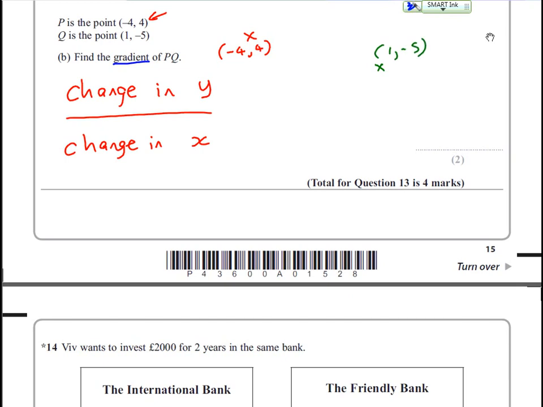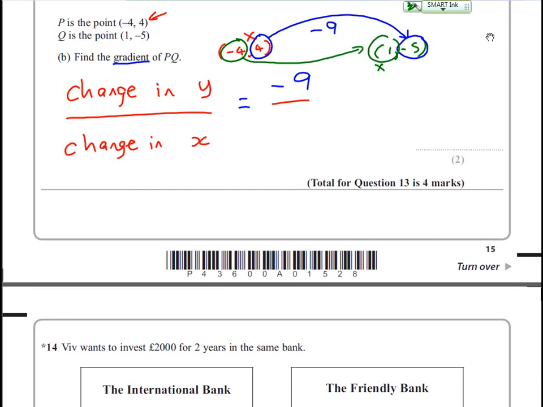So what is the change in your y values to get from 4 to minus 5? Okay. Well, to get from 4 to minus 5, you do minus 9. Same thing for your x values. You're going from minus 4 to 1. So from minus 4 to get to 1, you have to add 5. So your answer is minus 9 over 5.